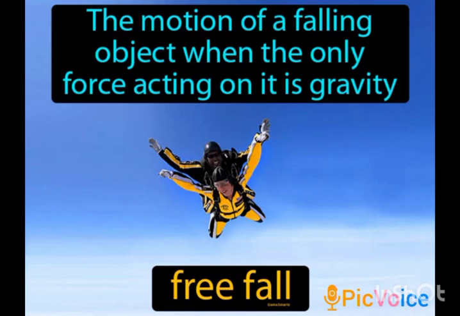Now students, firstly we will understand what do we mean by free fall. So students, a body falling towards the center of the earth under the influence of a single force only, which is the gravitational pull of the earth, is said to be a freely falling body.